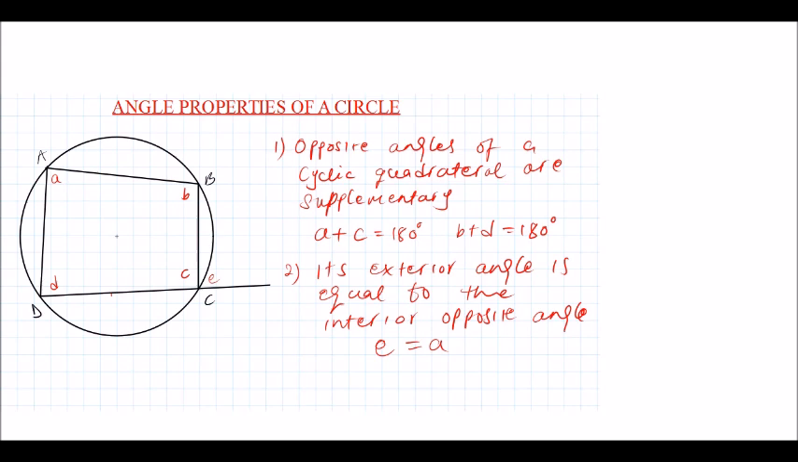We go to the next one. Angle properties of a circle. Now, in our diagram here, we have, yes. Which one? Okay, finish that one.